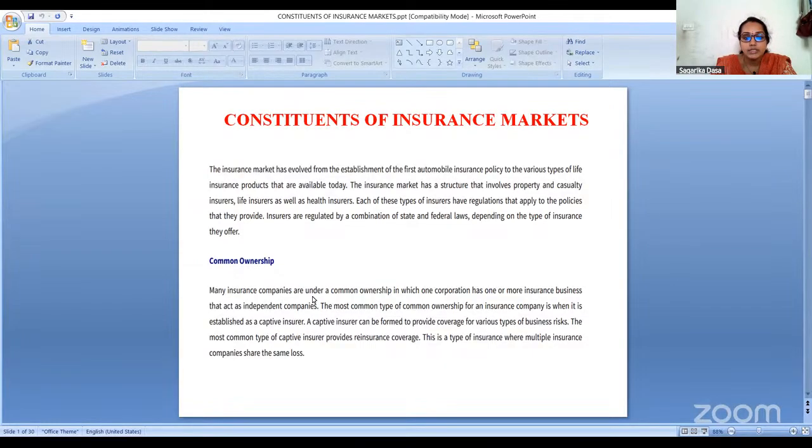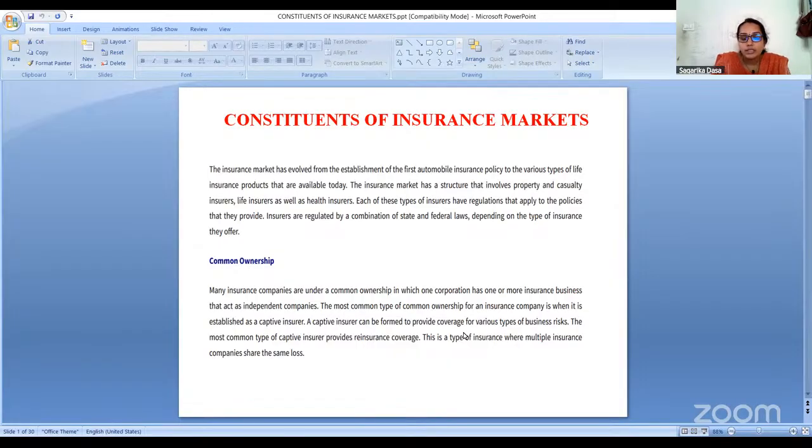Many insurance companies are under a common ownership, in which one corporation has one or more insurance businesses that act as independent companies. Here, all the insurance companies come under one particular ownership. The most common type of common ownership for an insurance company is when it is established as a captive insurer. A captive insurer can be formed to provide coverage for various types of business risk.